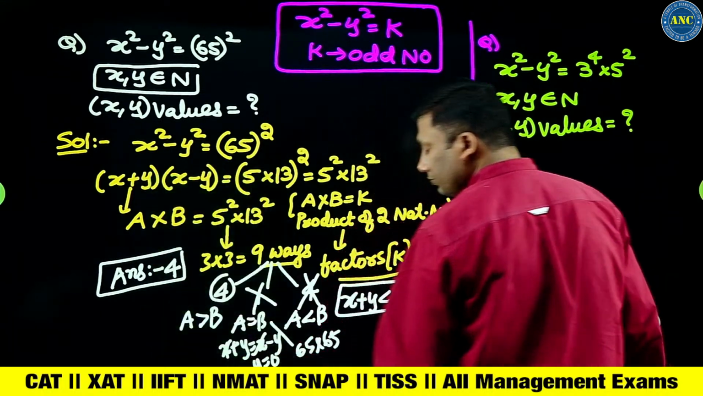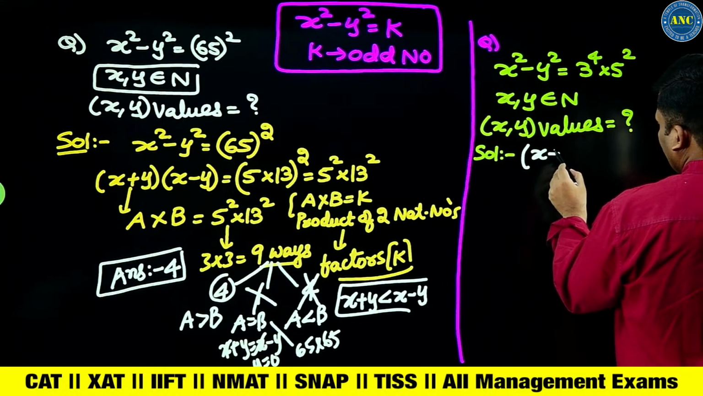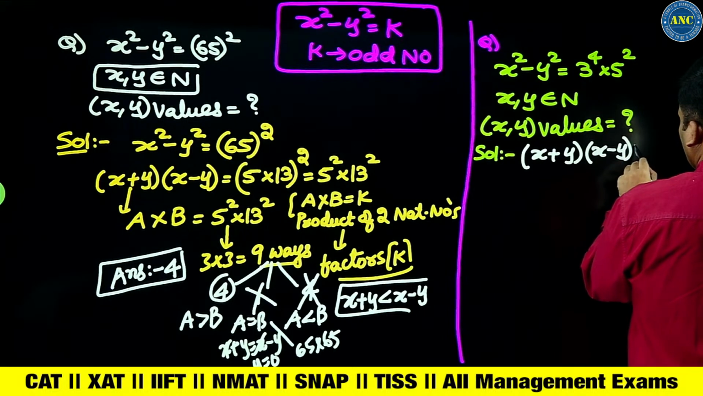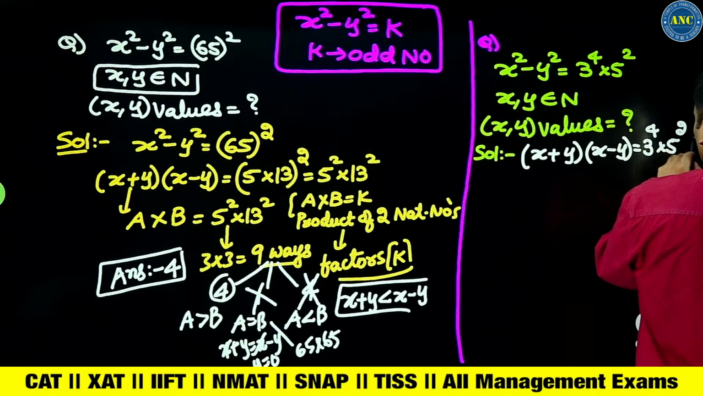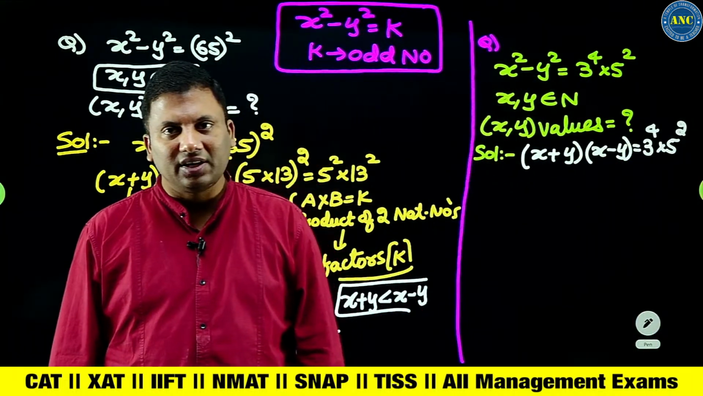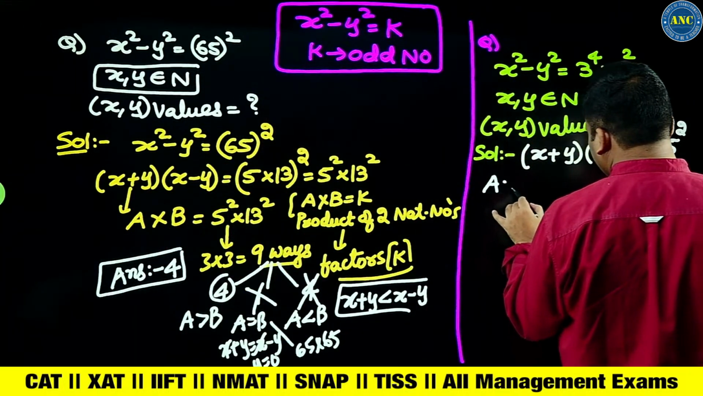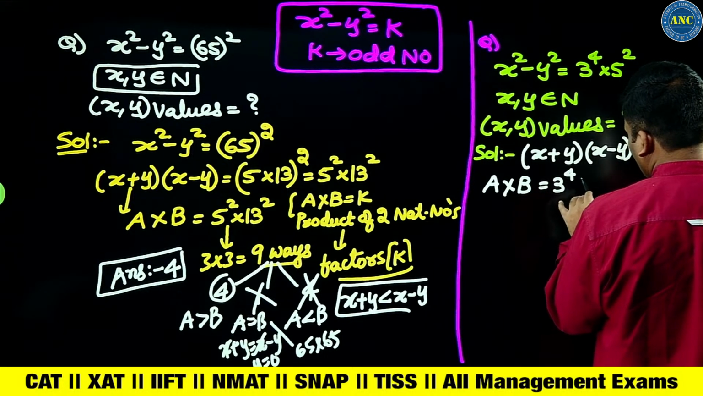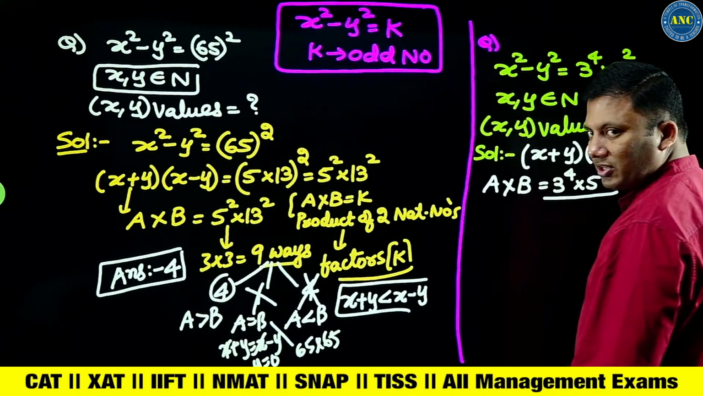Solution. x square minus y square, that is (x plus y) into (x minus y), is equivalent to 3 power 4 into 5 square. The right hand side is an odd number. So if I call x plus y as A and x minus y as B, then A into B is 3 power 4 into 5 square.